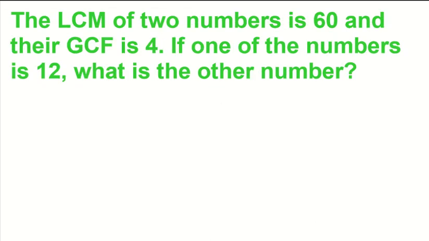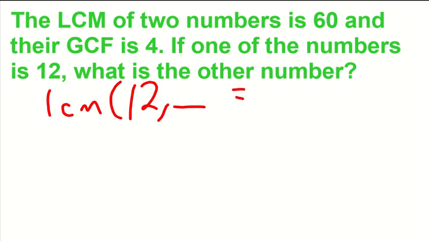All right, other thing we did yesterday was problems like these. The AI program I used for a couple of them kind of screwed them up, so I wanted to do one that I know works. Least common multiple of two numbers is 60. The greatest common factor is 4. If one of the numbers is 12, what is the other number? All right, so what this means is if we're finding the least common multiple, we've got 12 and something else, and it's going to equal 60.